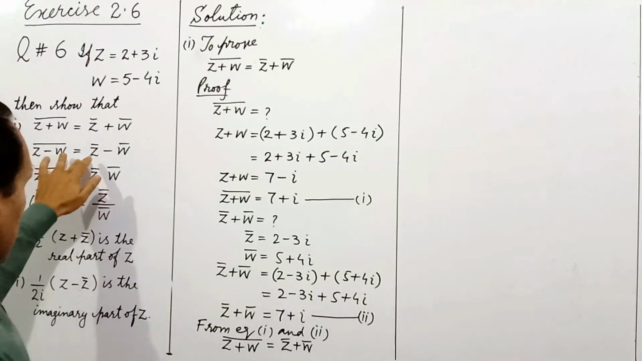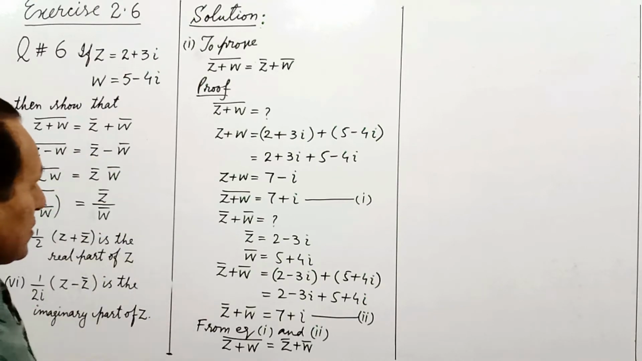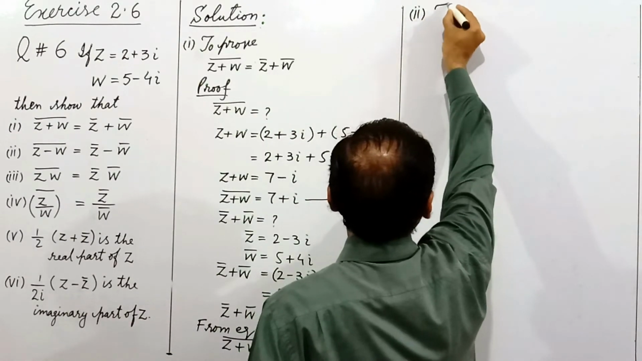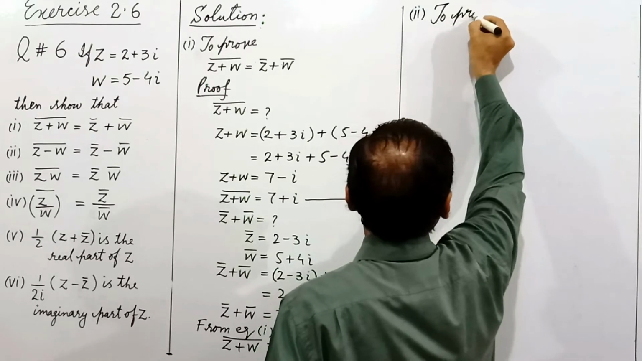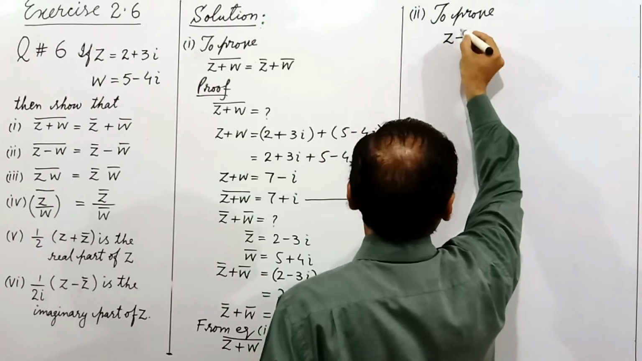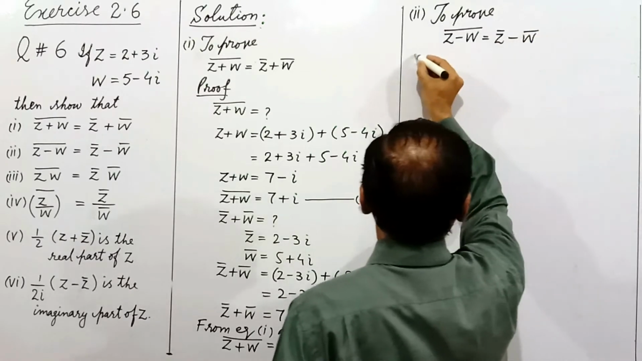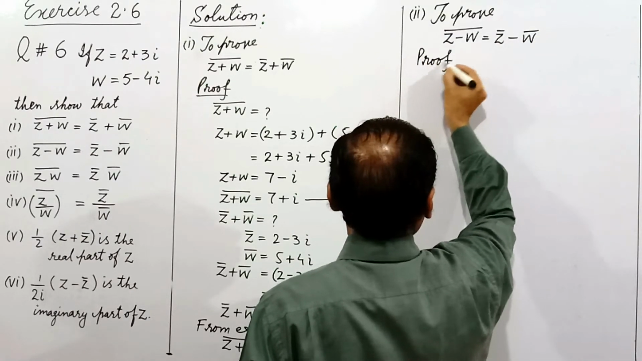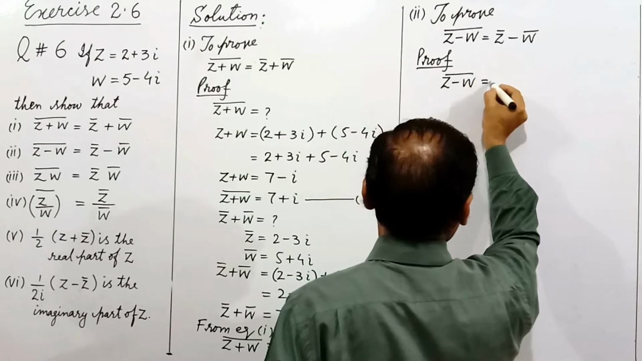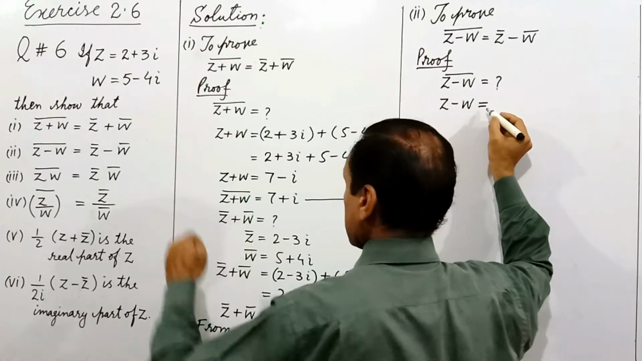Now we move to the second part, and that is (Z minus W) whole bar is equal to Z bar minus W bar. So part 2. (Z minus W) whole bar is equal to Z bar minus W bar. For proof, we take the left hand side first, (Z minus W) whole bar, and for this, we need the difference of the given complex numbers.